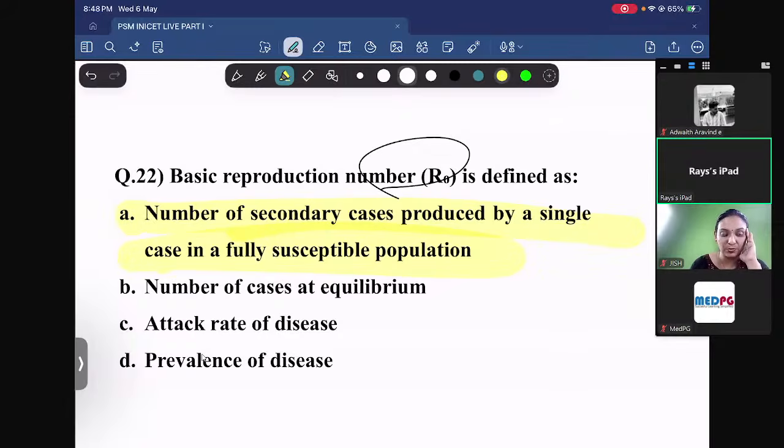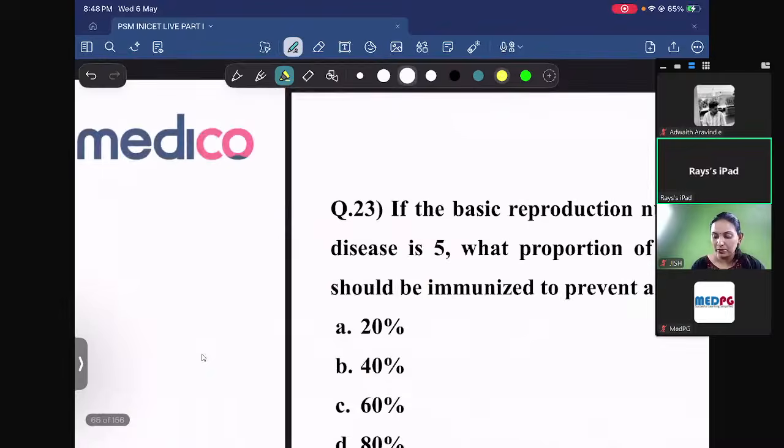So if R naught is 1, that means it's a stable state. If R naught is more than 1, that means your disease is going to spread. It's going to become an epidemic. Less than 1, the disease is going to die out. So that is about R naught.